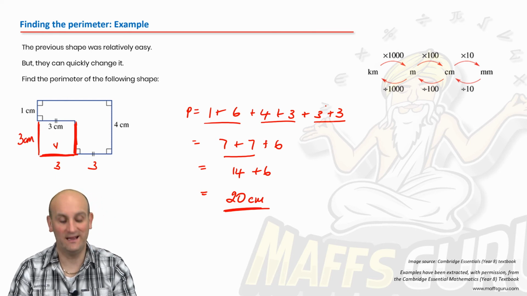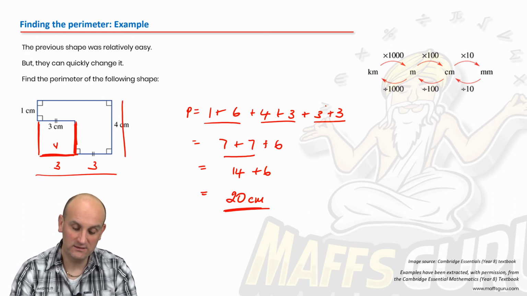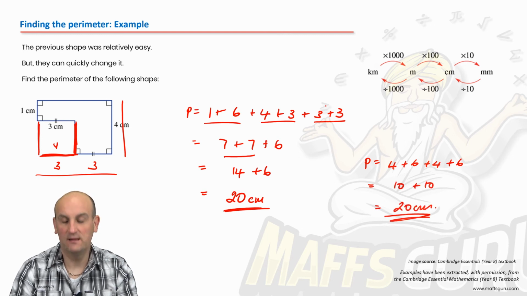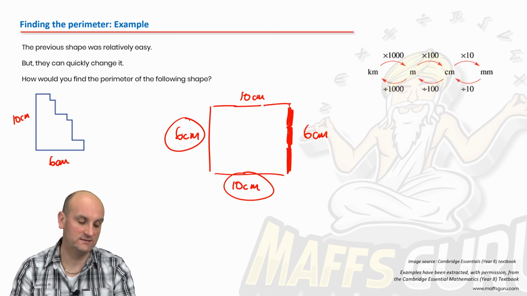And so actually I didn't need to know that, because I know that this dimension is 4, this dimension is 6. So if I did my perimeter as 4 plus 6 plus 4 plus 6, I get 10 plus 10, or 20 centimeters. Same thing. Now again, there is no preference here. It doesn't matter which way you do it. It just shows you there are a number of ways of doing this question.